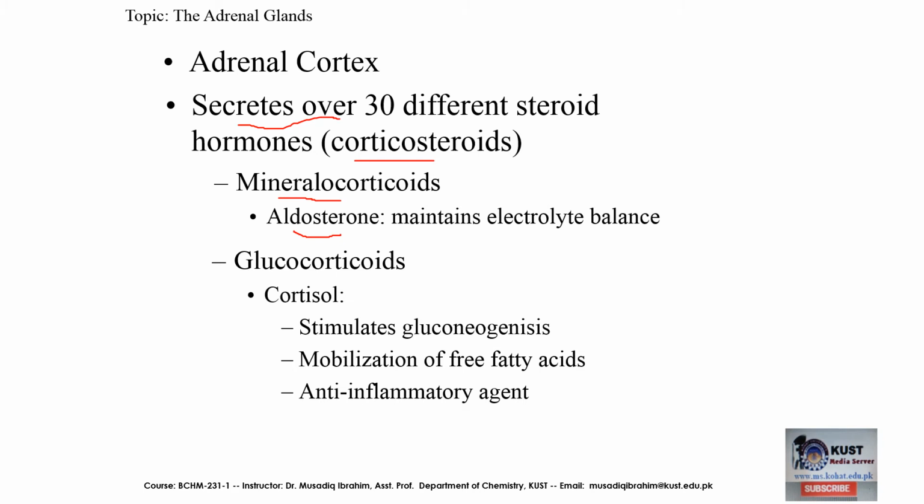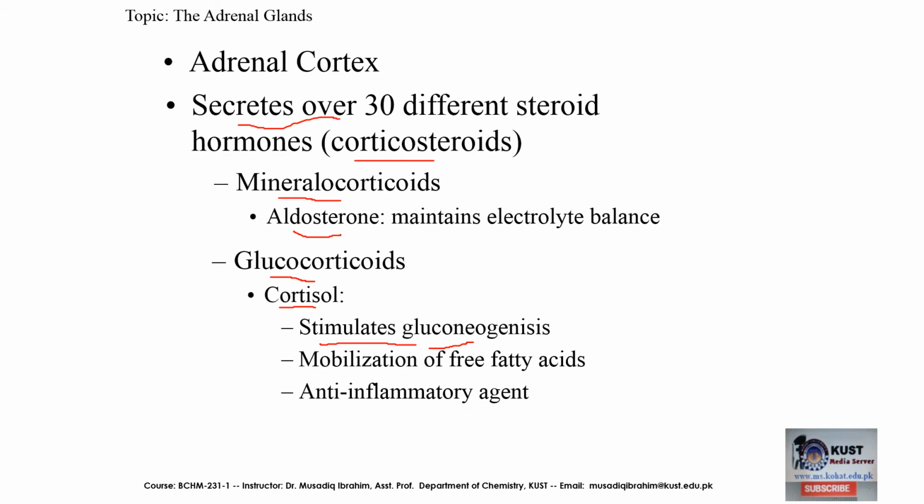The second type of corticosteroids are glucocorticoids, which are secreted by the middle region of the adrenal cortex, which is also known as the zona fasciculata. The example of glucocorticoid hormones is cortisol, and the function of cortisol is to stimulate gluconeogenesis. So gluconeogenesis is the synthesis of glucose from non-carbohydrate moieties or compounds other than carbohydrates, like fat molecules or protein molecules. So that process is being stimulated by cortisol.